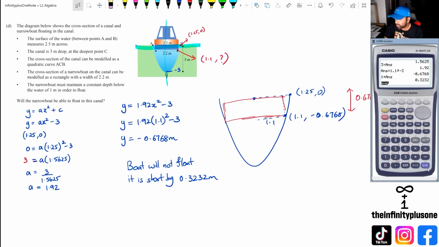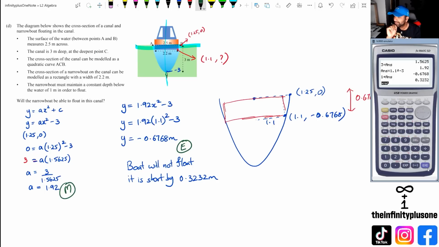So grades wise, what are we looking at? Depth of canal at appropriate width, or width of canal at moment depth calculated. Yeah, statement that the boat will not float. So you kind of need the statement and the measurement to get an excellence grade. Coefficient of x squared found is a merit. Wow. Just finding that 1.92 is a merit.